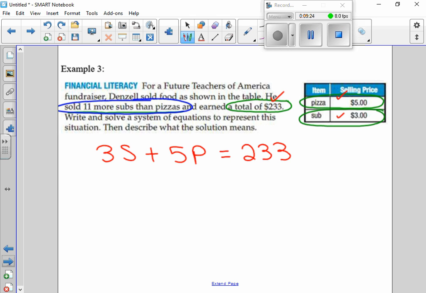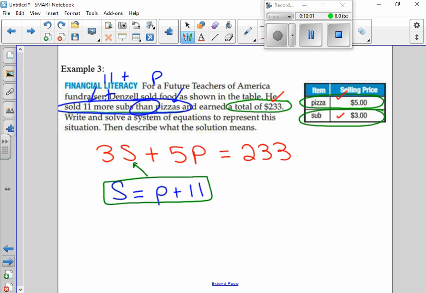It says he sold 11 more subs than pizza. So there were more subs than pizza sold. So I know that the subs is equal to 11 more, that's plus, than is the switch word, however many pieces we got. So instead of 11 plus the p, because of the word than, I'm going to switch it and say the second equation is p plus 11. Okay, now in this case here, totally up to you how you decide to solve it. Again, it's already set up for substitution. You could take this p plus 11, plug that in right there for S, and you'll be on your way.